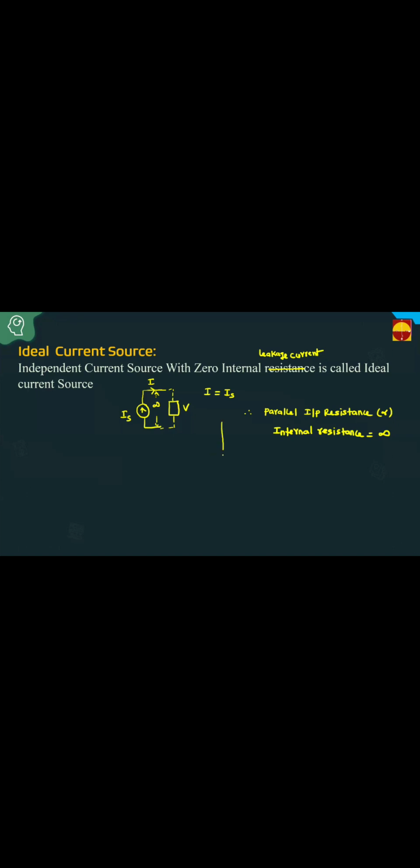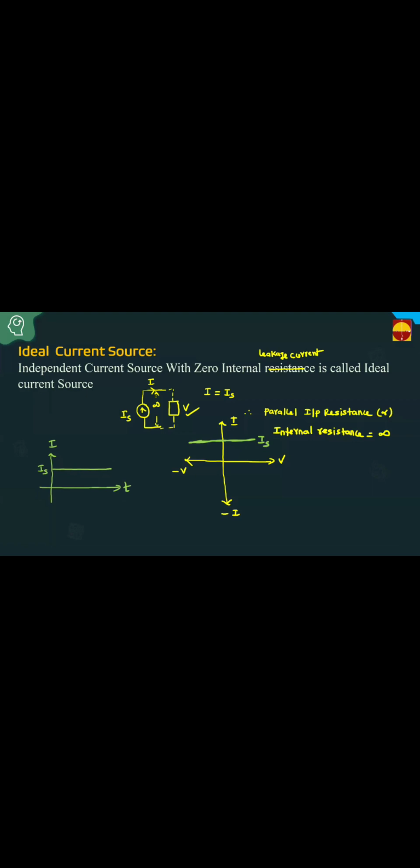If you draw the IV characteristics for this case, this is I versus V. Whatever the load voltage, it supplies constant current. This I equal to Is. The current remains constant. If you draw the characteristics with respect to time, whatever the time, that I remains constant. I equal to Is. This is the ideal current source.